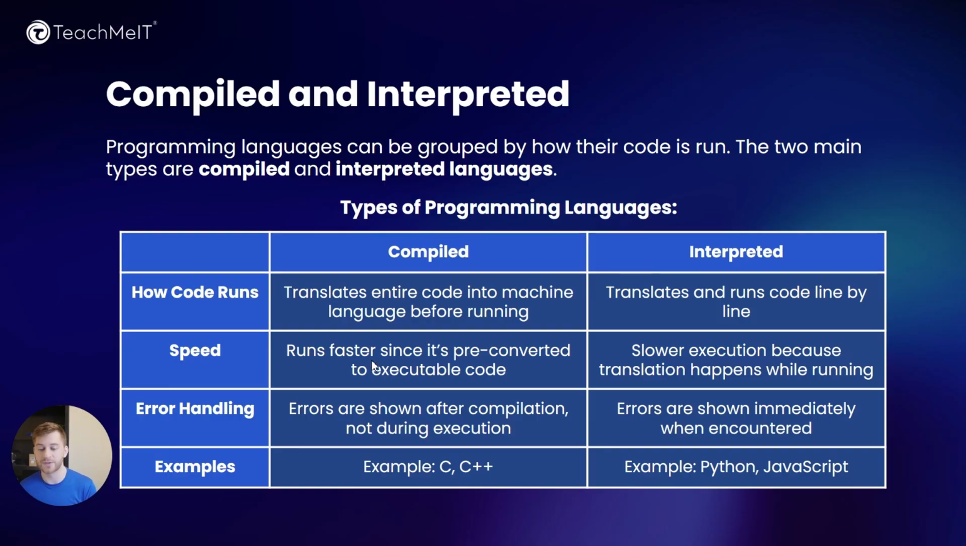Speed here, compiled runs faster. Error handling, errors are shown after compilation, so it's not during execution, it's actually after everything's been run. Some examples of compiled languages include C and C++.